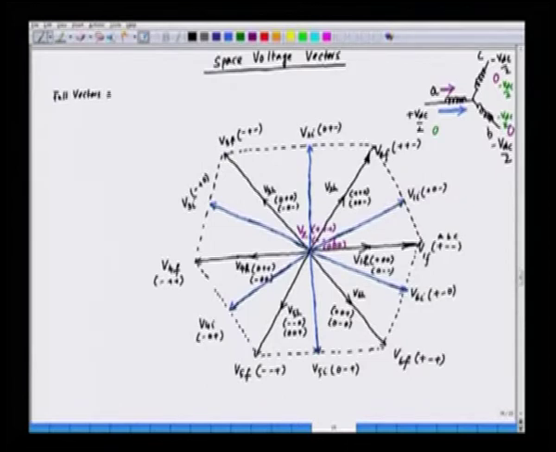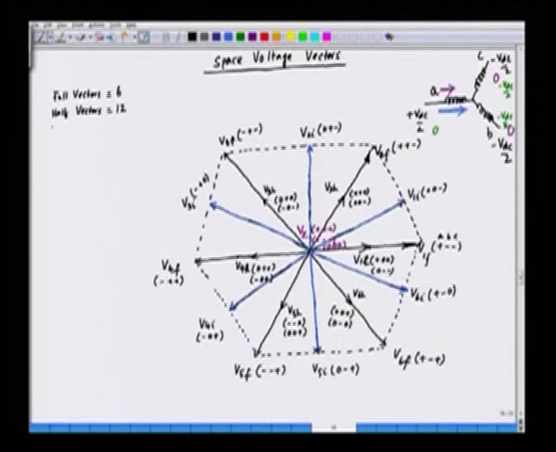How many full vectors do we have? We have 6 full vectors, and then we have half vectors. The amplitude is half, so we have 1h. For 1h we have 2 different combinations, 1h to 6h, and for each one we have 2 different combinations. So, in fact, we have 12 half vectors.